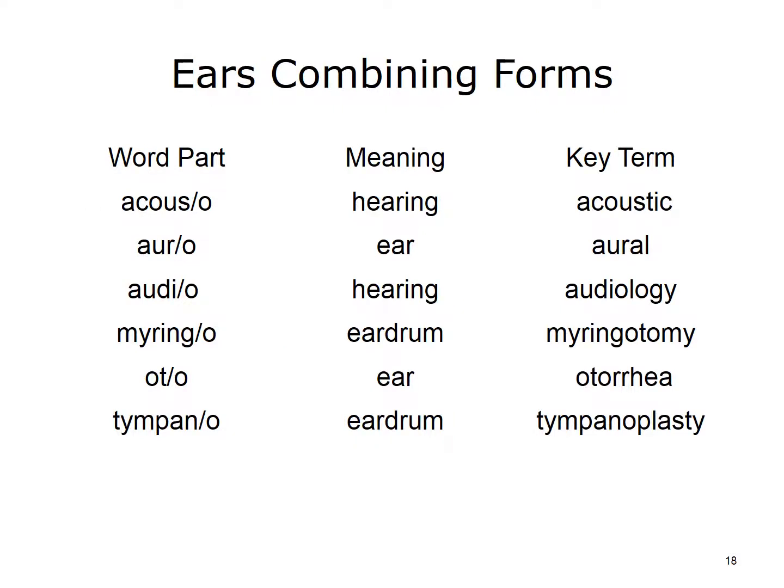Here are some key word parts related to the ears, nose, and throat, along with their meanings. In the third column, you can see some of the medical terms that we can create by combining word parts. You should return to the online medical dictionary to hear the pronunciation and become familiar with the meaning of the created terms. Now look at the next slide and test your detective skills.